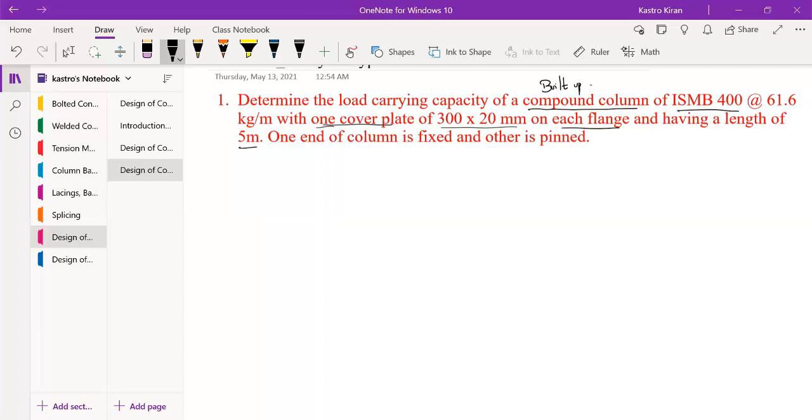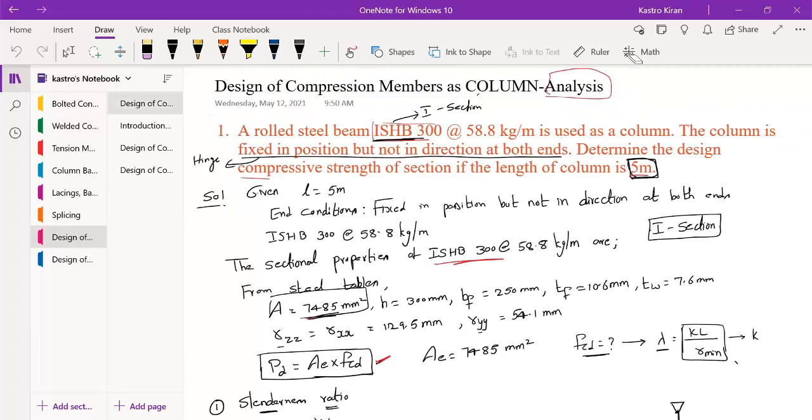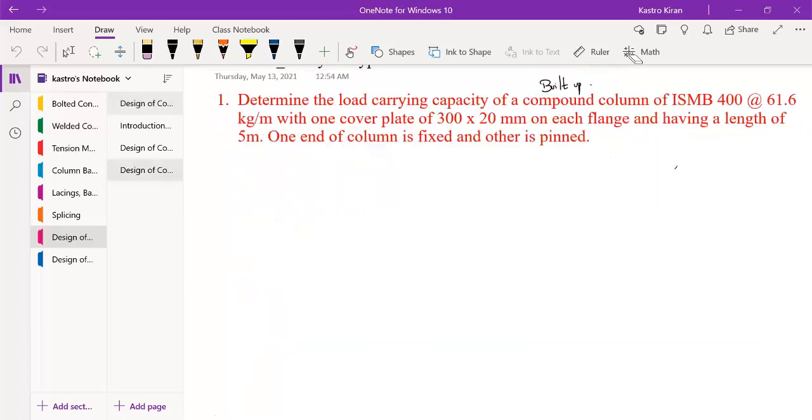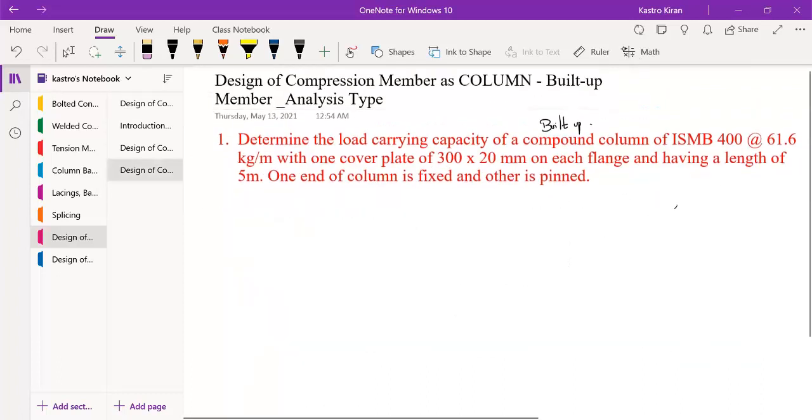And you are also given the length along with the end conditions. So this is the data that is specified. Same as we talked about in the analysis type of problem. The same data will be given here also. Okay, they have given the section and a length along with end conditions. This is also what we have seen in the first model problem, that is in analysis types of problem. Anyways, we'll carry on with this problem.